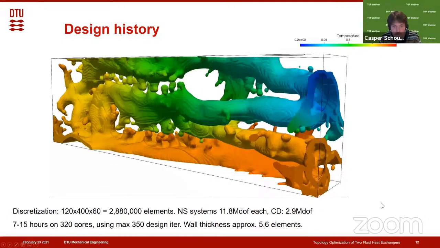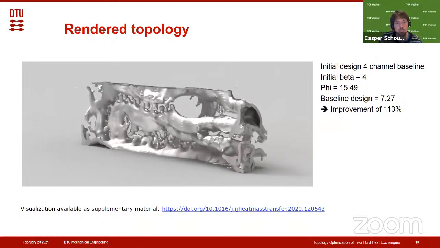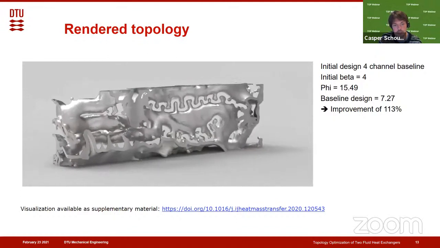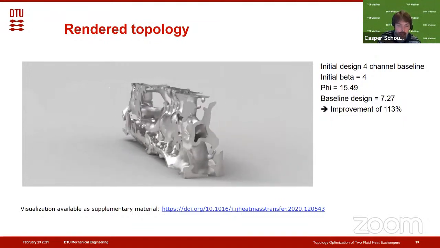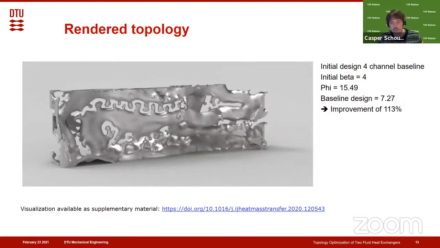In this case, we have approximately 5.5 elements across the width of the wall. If we look at the rendered design, we see appendices added to the main channels of the heat exchanger, extending the surfaces such that we get very good heat transport. It's of course a property of the materials chosen here, so due to the very large conductivity of the solid material, it is a good thing to add these appendices or microvilli. We get an improvement with respect to the base design of 113%. So that means performance is 213% of the baseline design.